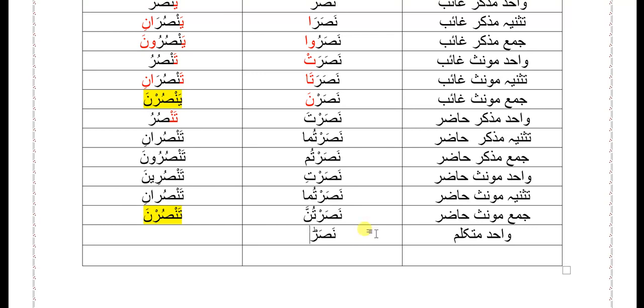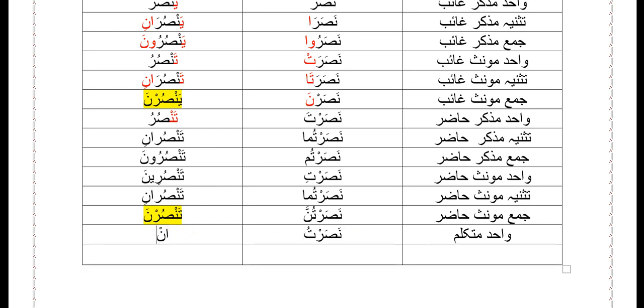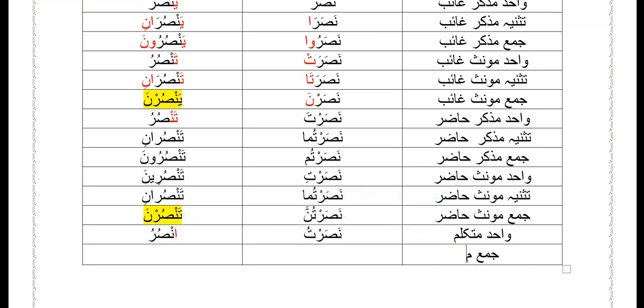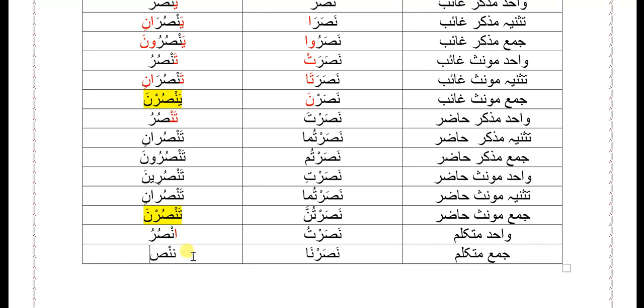Then we have wahid mutakallim. In mazi we say nasartu. In muzare we say ansuru. Here alif is the sign of muzare. Jama mutakallim, nasarna. So here we are saying nansuru. Here noon is the sign of muzare, jama mutakallim.